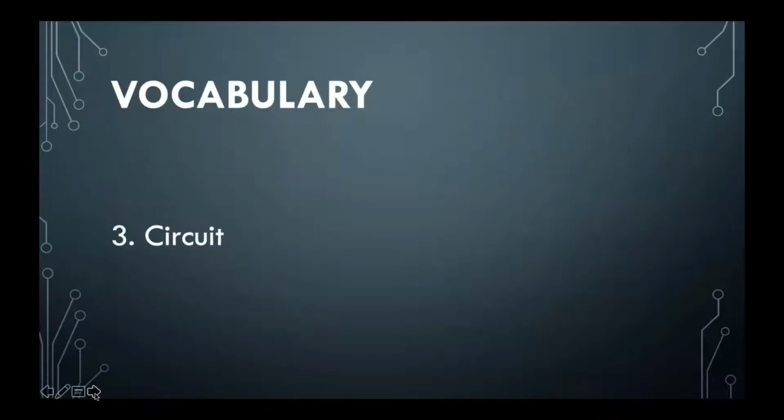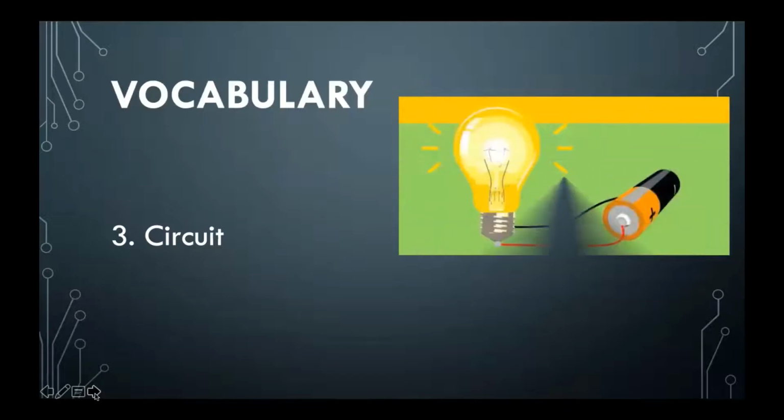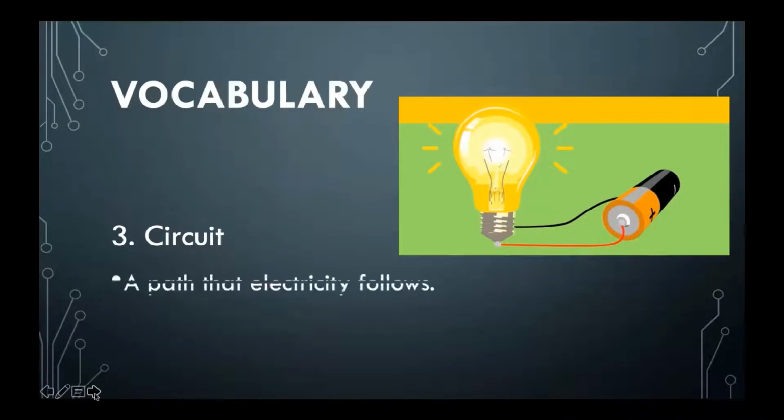Your third vocabulary word, circuit. A lamp's bulb glows only when there is a closed circuit. A circuit is a path that electricity follows. Electricity moves from the wall outlet through the lamp and back to the wall again.